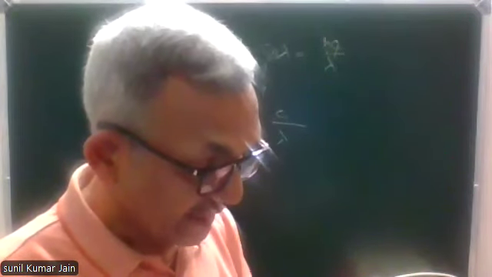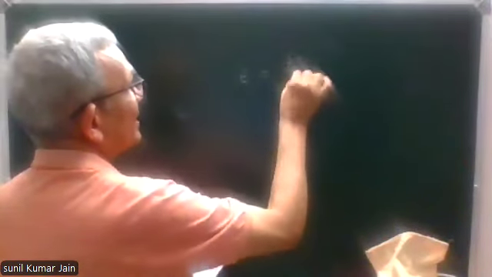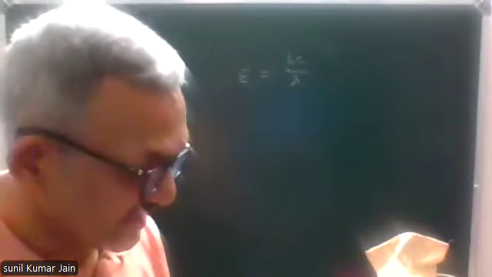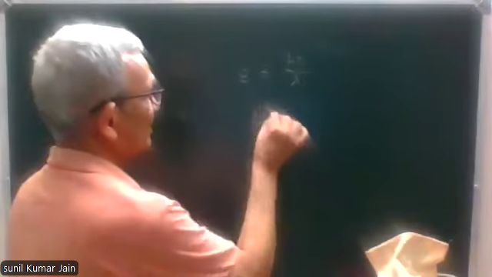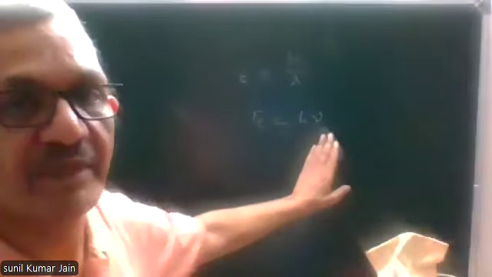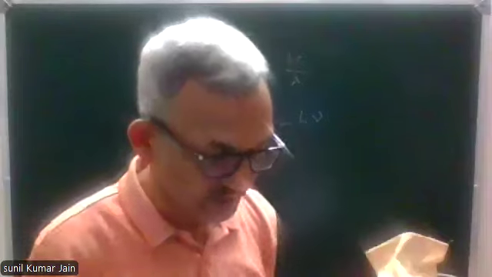Next, calculate the energy of photon whose wavelength is this much. If wavelength is given, energy will be E is equal to hc by lambda. Substitute values, multiply, divide, you'll get the answer. Second part, if frequency is this much. In case we are given frequency, then multiply by Planck's constant, you'll get the answer. It's just multiplication, nothing else.